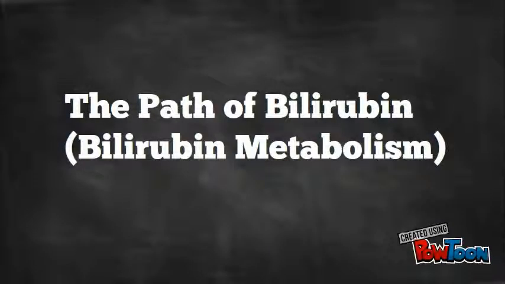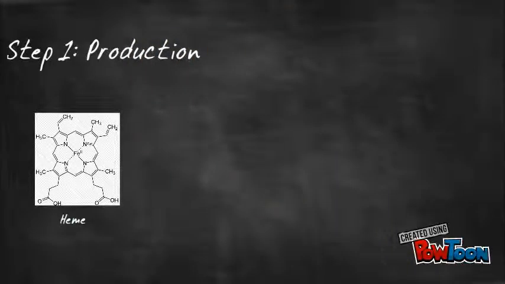So over the next few minutes, I'm going to be going over the steps in bilirubin metabolism, which refers to all of the processes involved in its production, modification, and transport. Bilirubin is produced from heme, which is mainly derived from hemoglobin released from red blood cells that are destroyed at the end of their lifespan.